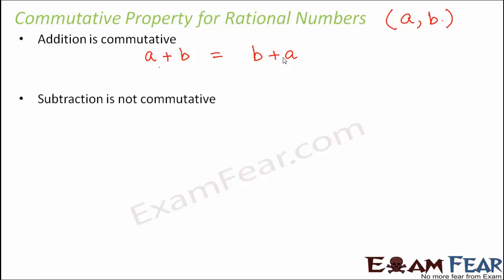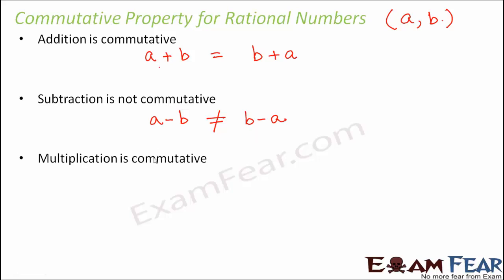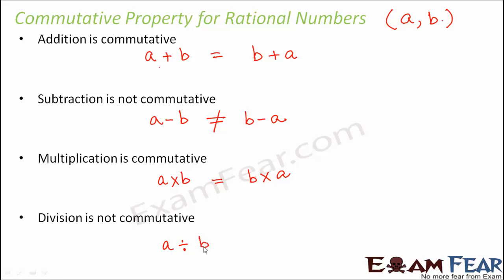Now, will this commutative property hold true for subtraction? Not really. That means in subtraction, a minus b is not equal to b minus a. So in both these cases, you get different values. So we say that subtraction is not commutative. Similarly, in multiplication, a multiplied by b is equal to b multiplied by a. So the commutative property holds true for multiplication. What about division? In division, again, it doesn't hold true. That is, a divided by b is not equal to b divided by a.